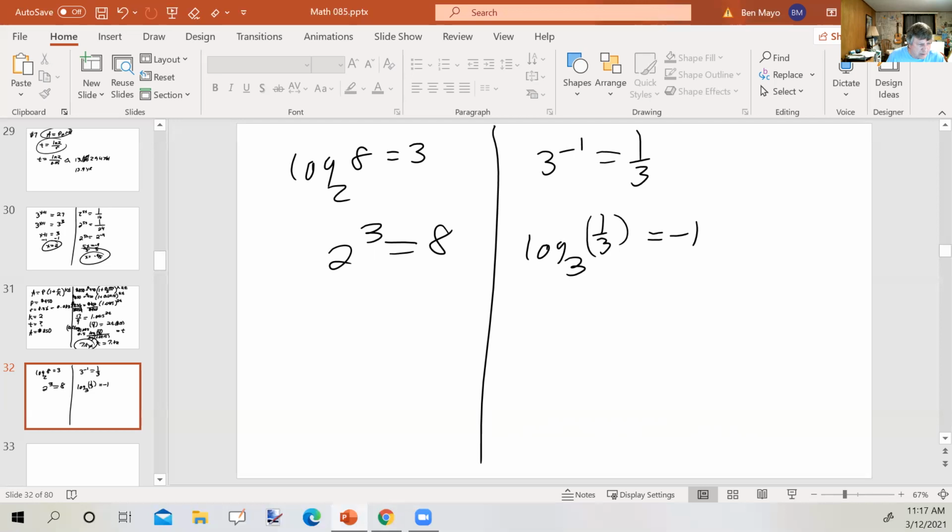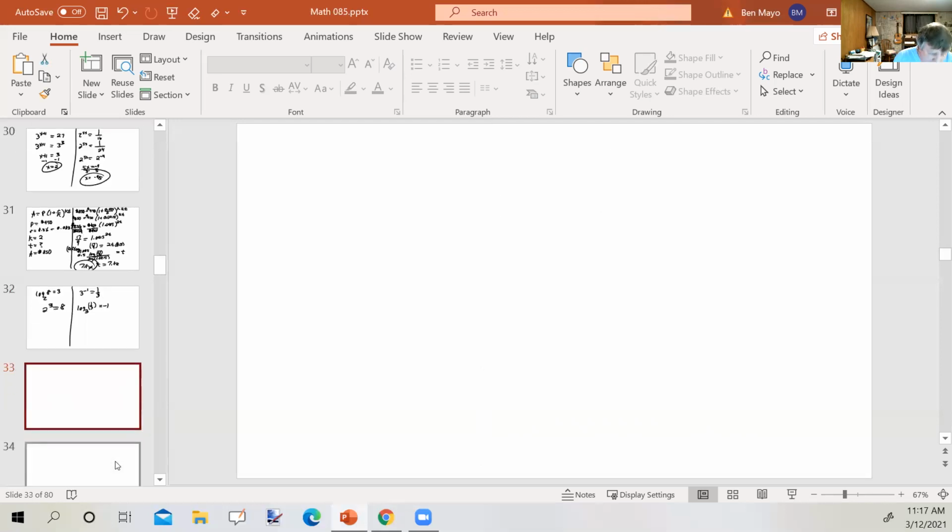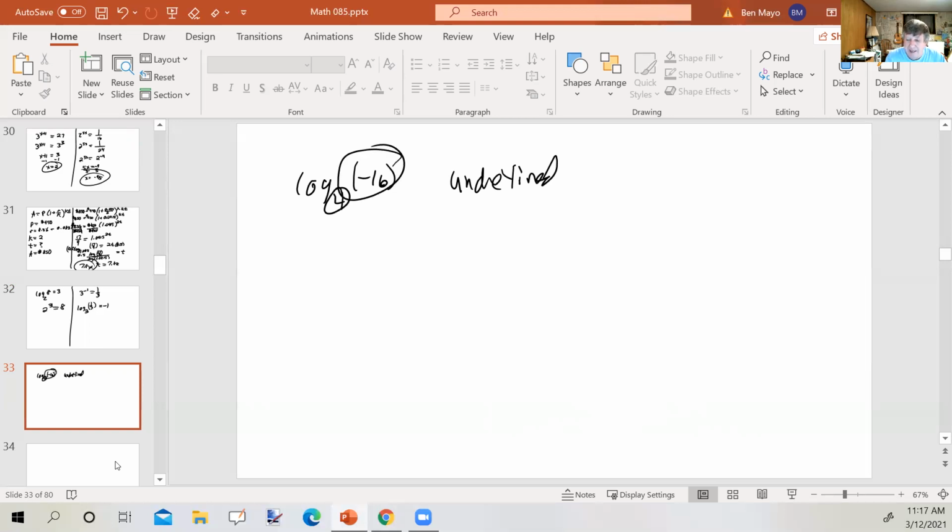Let's see here. This says evaluate log base 4 of -16. It says if the answer is undefined, write undefined. Well, remember the base has to be greater than 0 and it can't be 1. The amount that you're taking the log of has to be greater than 0. You can't take the log of a negative number.